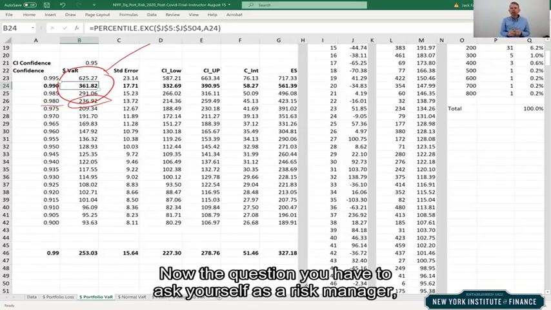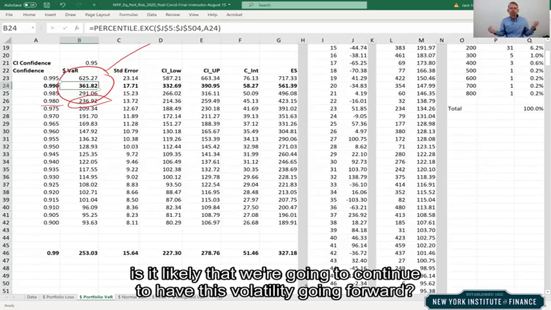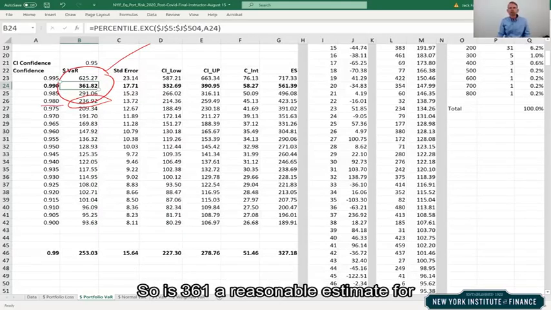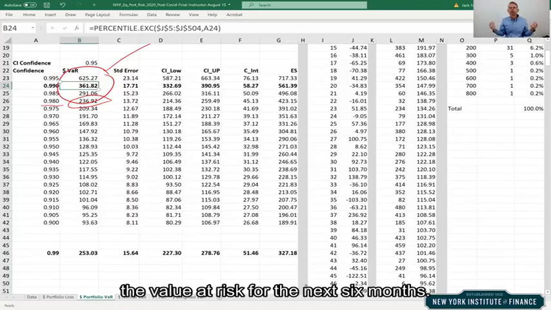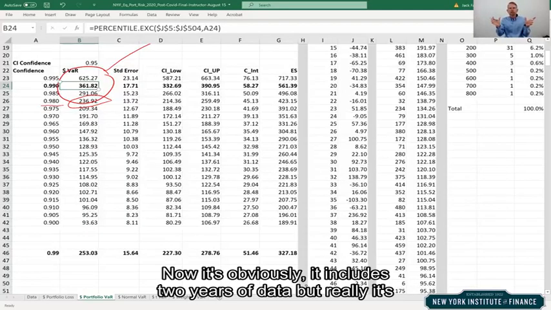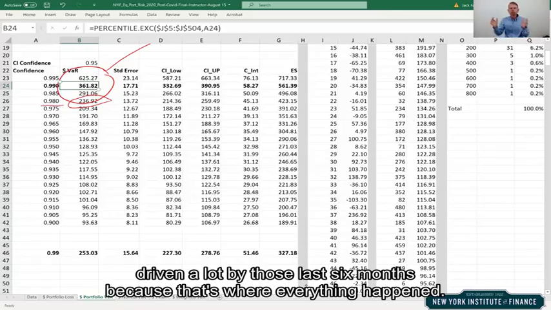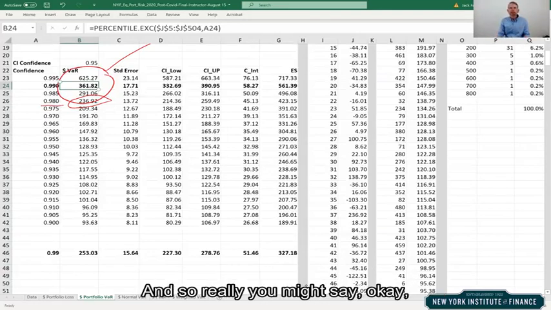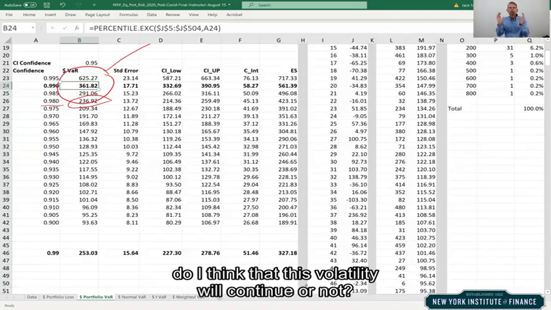Now, the question you have to ask yourself as a risk manager is, is it likely that we're going to continue to have this volatility going forward? So is 361 a reasonable estimate for the value at risk for the next 6 months? Now, it obviously includes 2 years of data, but really it's driven a lot by those last 6 months because that's where everything happened. And so really, you might say, okay, do I think that this volatility will continue or not?